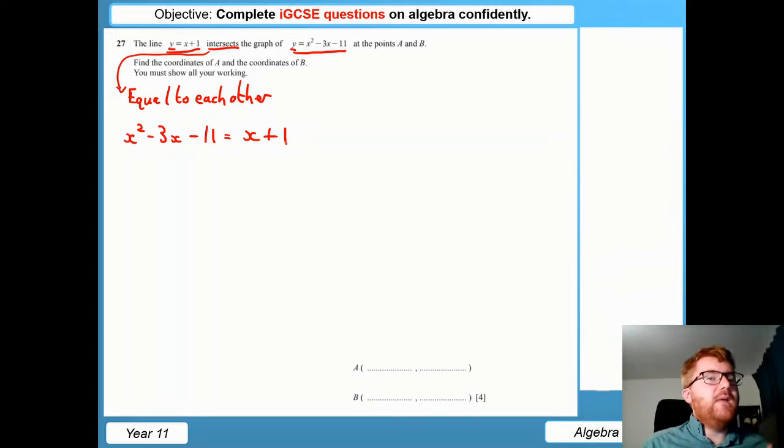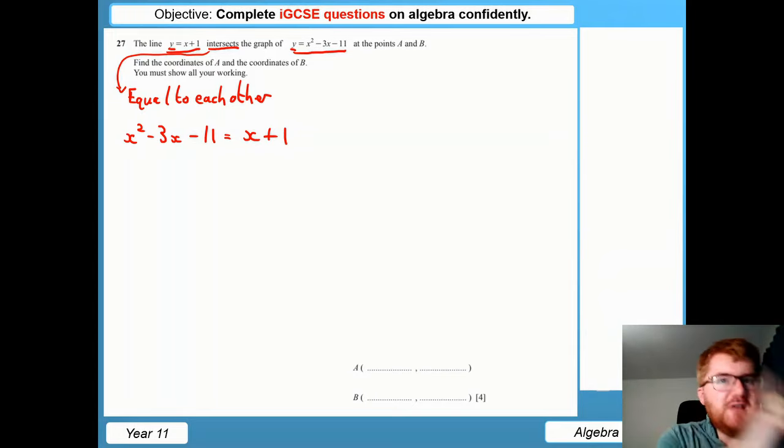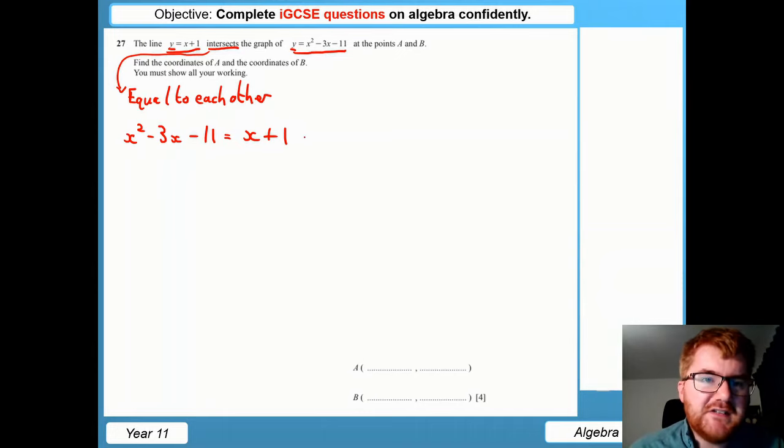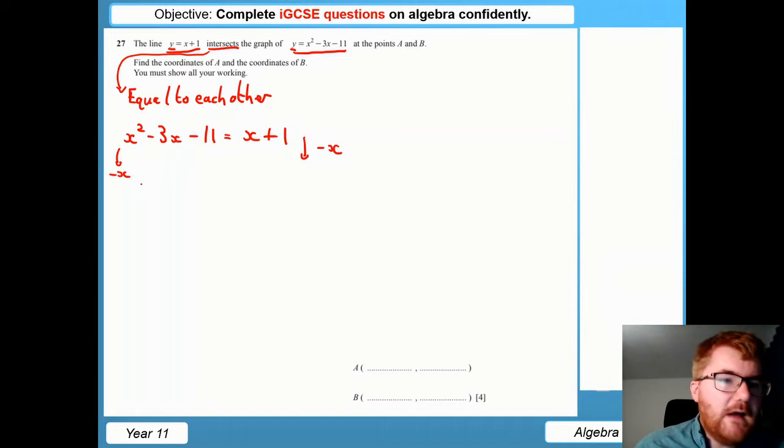And notice now we have a quadratic equation to solve. So our strategy whenever we're solving quadratic equations is make the right hand side 0. Now how do we do this? We can do this in two steps. I'm going to minus x from both sides to start with. If we do this, well, x squared stays as it is. Minus 3x minus x is minus 4x minus 11, and these x's cancel, leaving us with just 1.